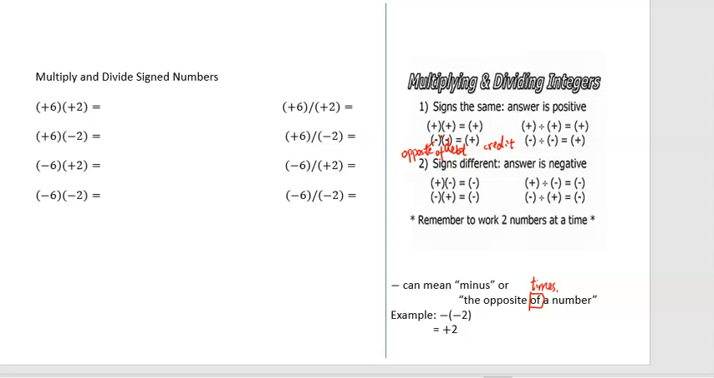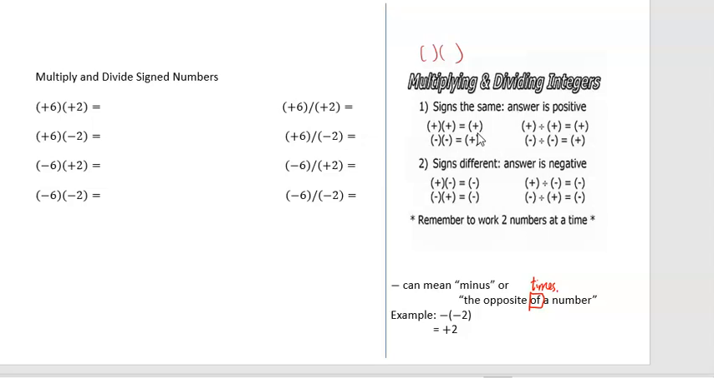So with that in mind, we can look at these rules right here. For example, we have positive times positive is still positive. If we use parentheses with nothing between them, that means multiplication. And so positive times positive is still positive, and negative times negative is also positive.